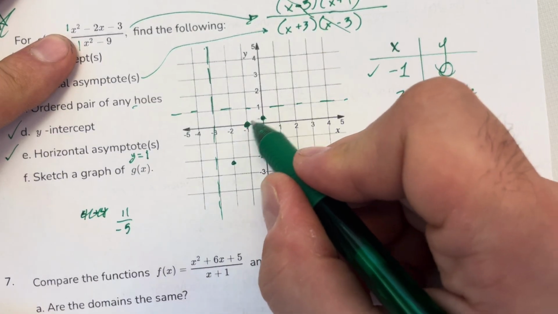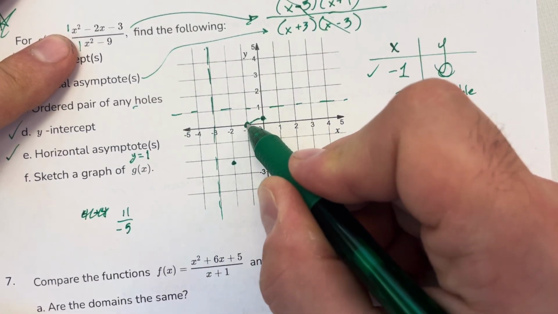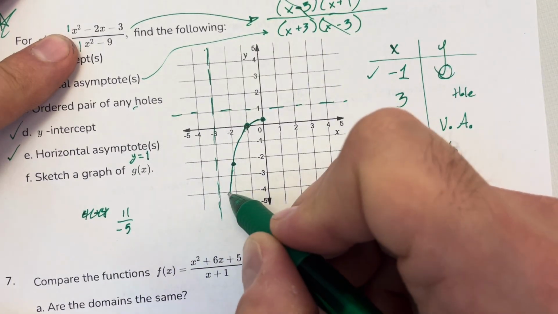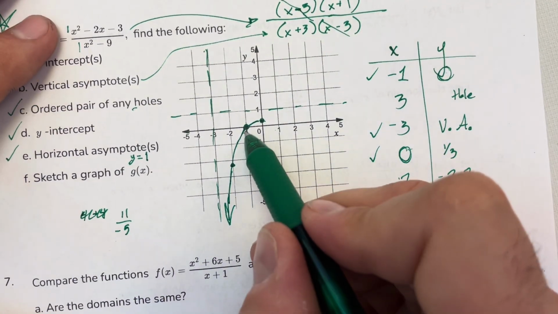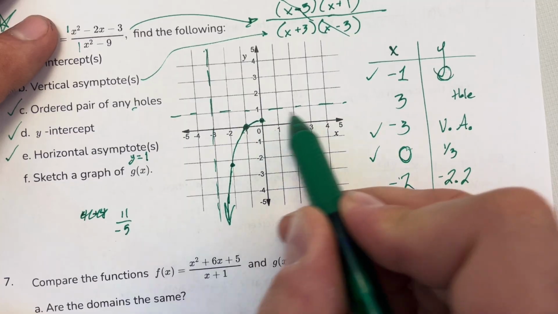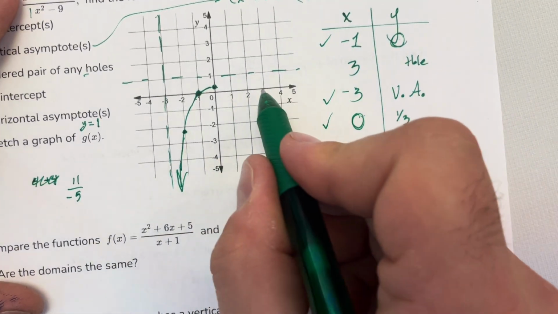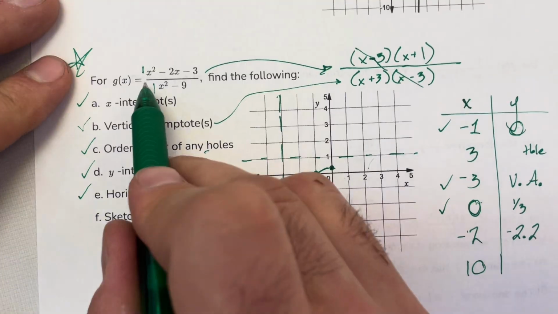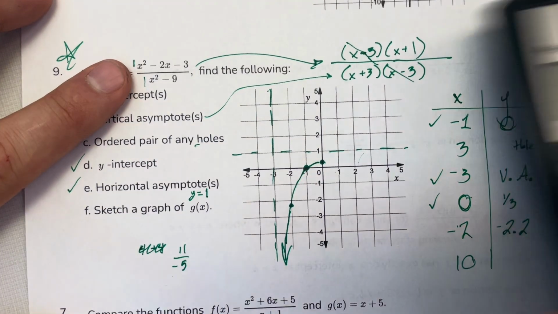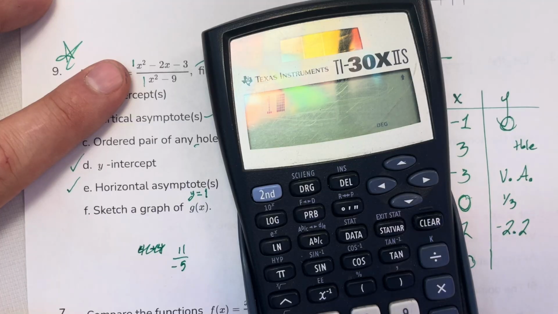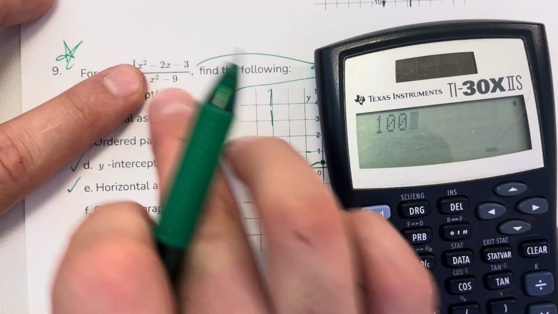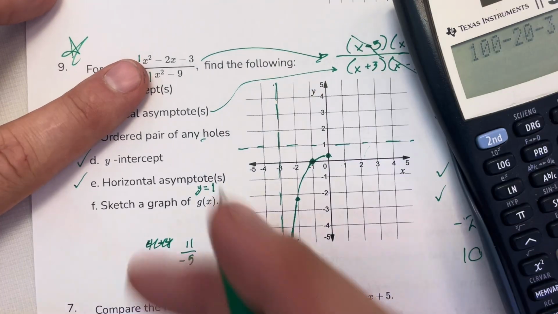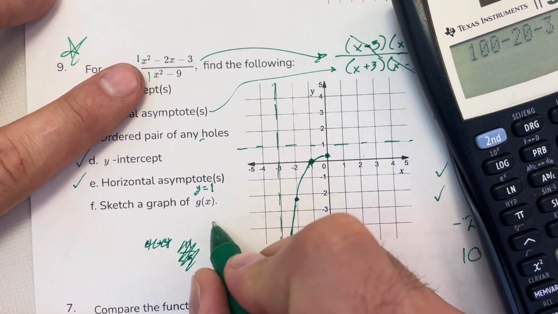This is confirming that the behavior for this graph is doing this, and it's going to approach this vertical asymptote like that. I want to confirm that it also does this over here, so that's why I'm picking a number that's way out, like 10. I feel like we'll get an answer that's close to 1. Put a 10 in here. 10 squared, that's 100. Okay, let's keep track of this. We're going to have 100 minus 2 times 10, so minus 20 minus 3. We get 77.